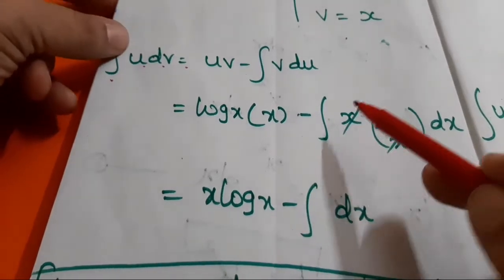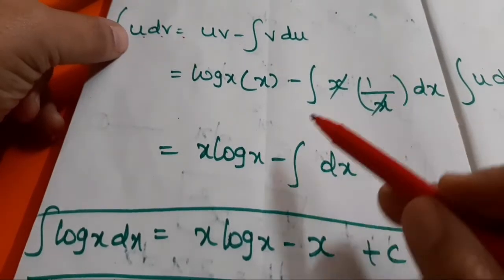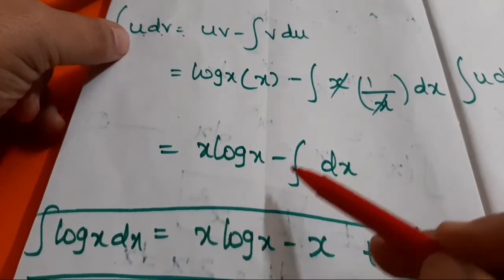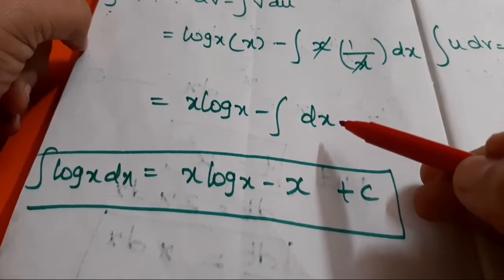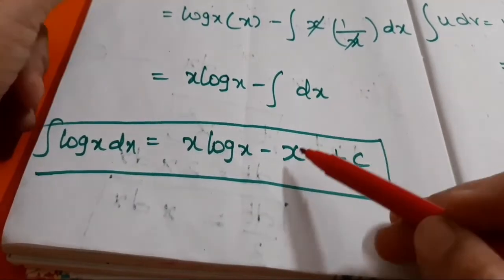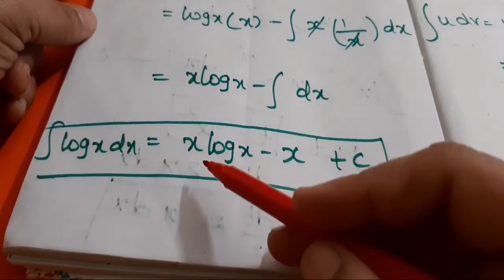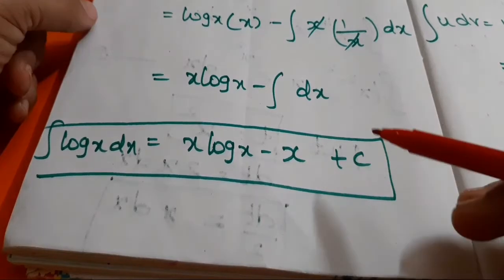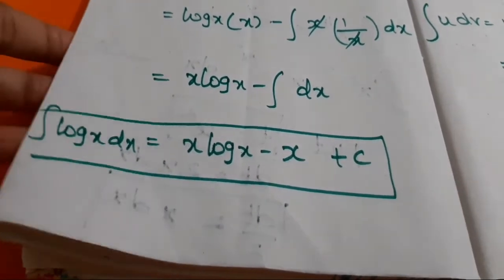So, this numerator x and denominator x can be cancelled. Here I am getting x log x minus integral of dx. So, what is the answer for integral of dx? Integral of dx is nothing but simply x. So, integral log x dx is equal to x log x minus x plus c. So, this is our required answer.